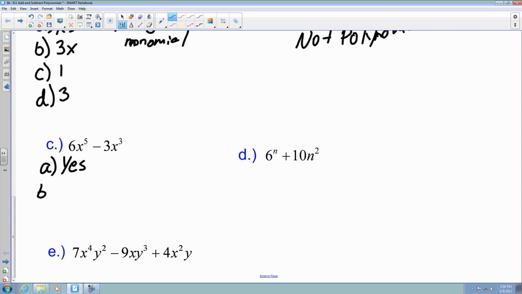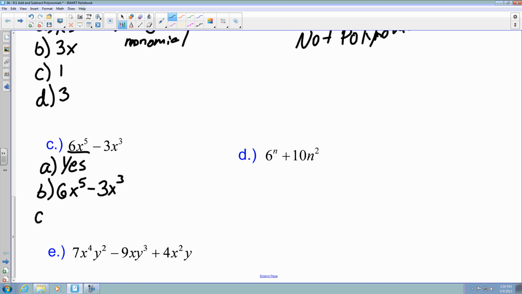For B, they want me to rewrite it, so I want to find the degree with the largest exponent. So it would be x to the 5th, so I'm going to write that one in first, and then 3x cubed. So it was already written in standard form.